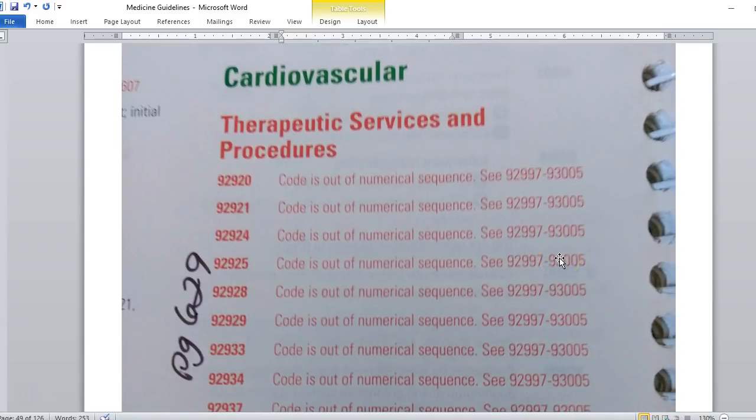All right, we will pick up the next section with cardiovascular medicine services.